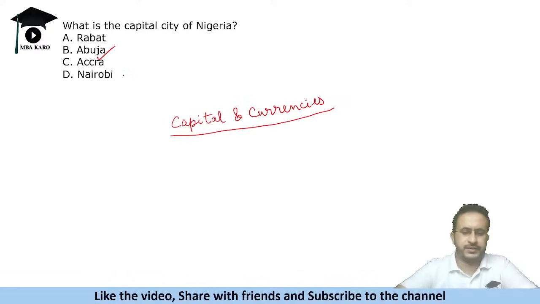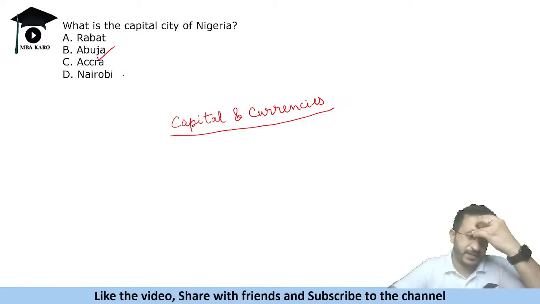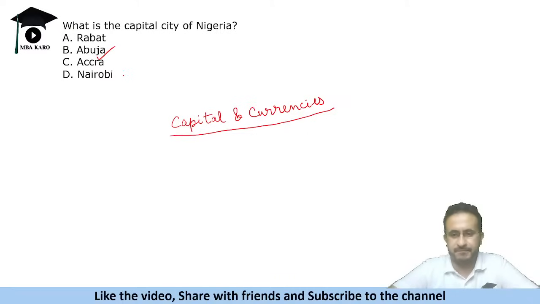रबात है, रबात किसकी कैपिटल है? Accra घाना की है, नैरोबी केनिया की है. रबात याद नहीं आ रहा. रबात भी मतलब अफ्रीकन कैपिटल है. So Nigeria capital is Abuja. मोरक्को, yes, मोरक्को की है. हाँ, मोरक्को की कैपिटल है.